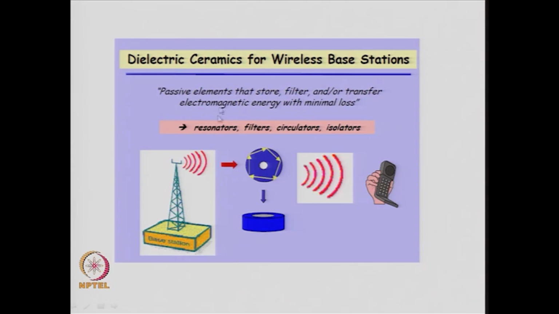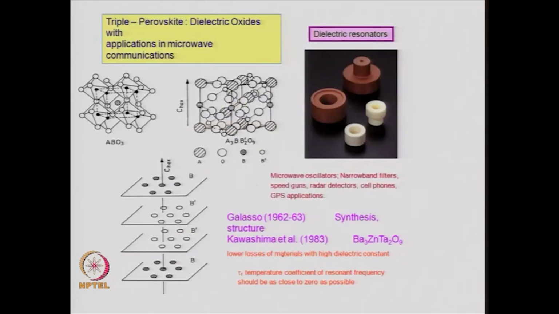So, here an example is given where you use a dielectric ceramic for a base station. There is a base station where you have elements which can store energy or filter energy and transfer electromagnetic energy with minimal loss. Those kinds of materials are required at the base station, which will then relay the signals, the microwave signals.